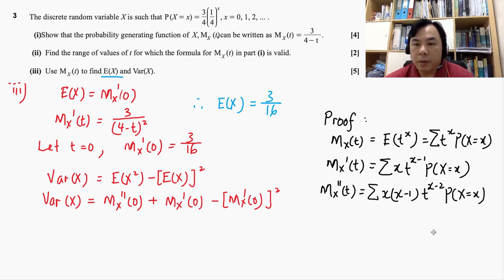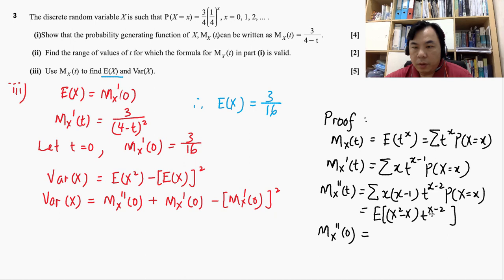Okay, now that's what we have, right? All right. Now from here onwards, you can see that this is pretty much the same as e. If I were to expand this, I will get, let me see, x squared minus x t x minus 2, right? Okay, so there you have it. And then by letting your t go to 0, that is basically just E[X squared] minus E[X].